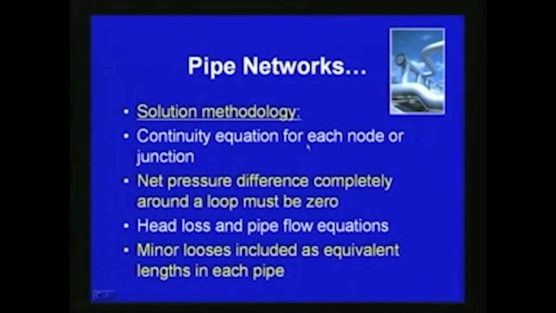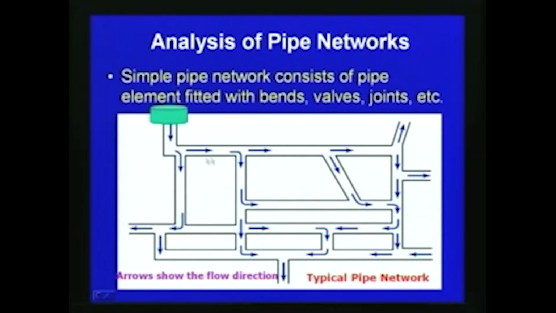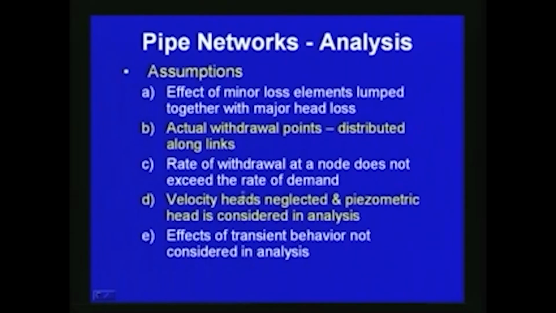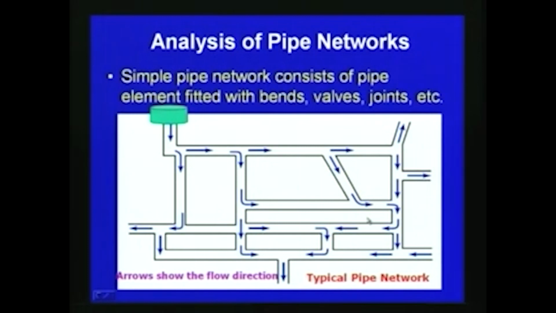So, generally the solution methodology. We have already seen in the branching of piping systems that we consider the continuity equation and the energy equation. In a very similar way, we approach the pipe networks here. The solution methodology includes the continuity equation, which will be written for each node or junction. We have seen that for such a system there can be a number of junctions, 1, 2, 3 like that. So, first we will consider the continuity equation for each node or junction, and then the net pressure difference completely around a loop must be 0. Here we can see that a number of loops will be there.